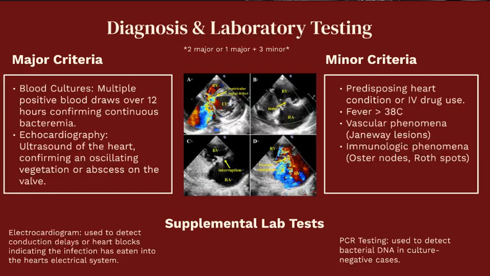There are also supplemental lab tests we could do, like electrocardiograms or EKGs. This shows whether the infection has eaten into the electrical system of the heart. We can also do PCR testing to detect bacterial DNA if cultures come back negative from the blood culture.